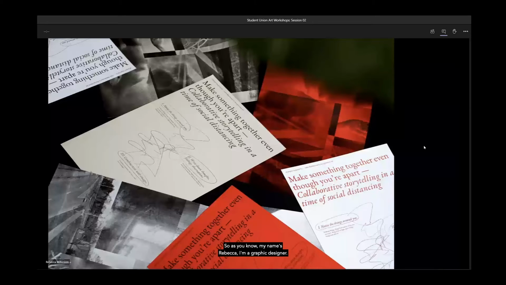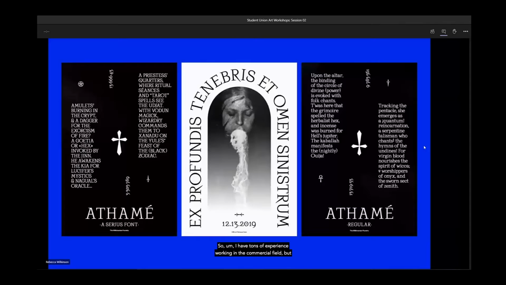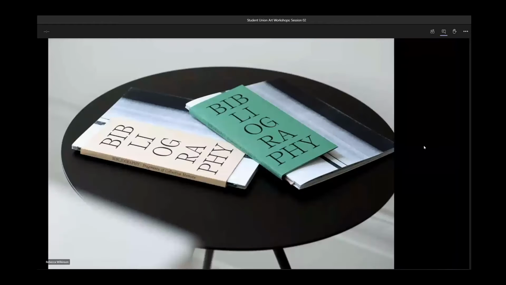So as you know, my name is Rebecca. I'm a graphic designer. I'm a freelancer here in Toronto. I just graduated from the graphic design program at OCAD. And before that, I was a producer, art director, and stylist in commercial photography. So I have tons of experience working in the commercial field, but at school, I was really interested in things like type design, book design, and publications.